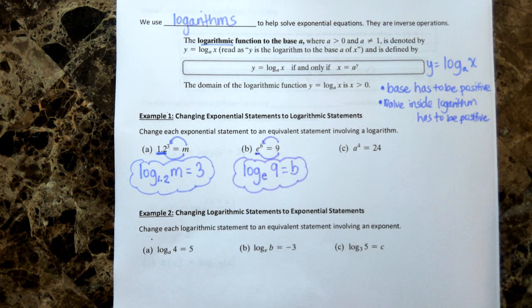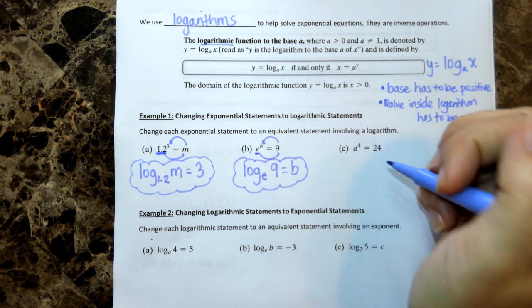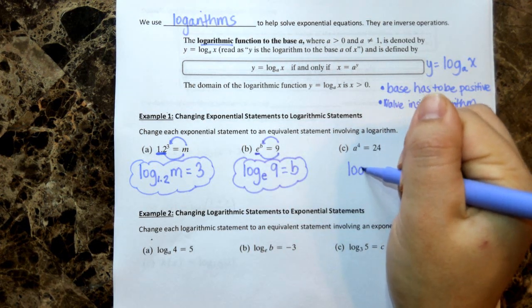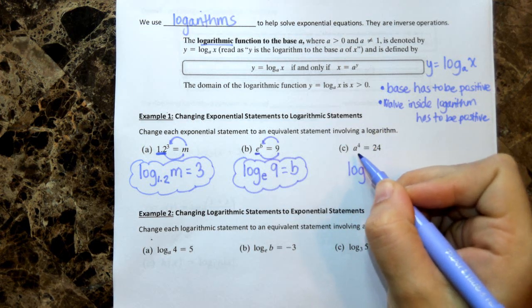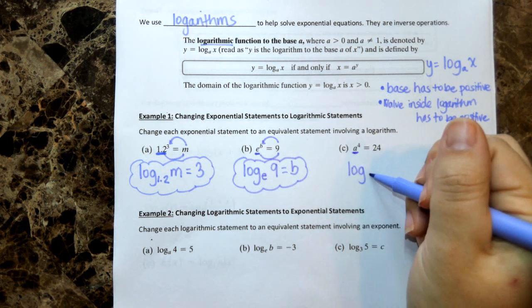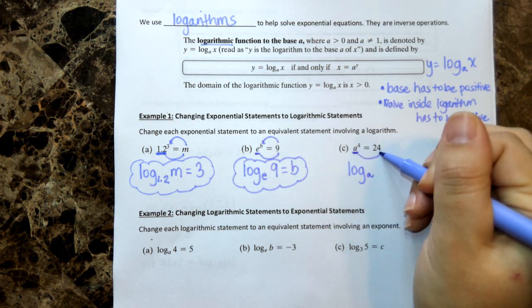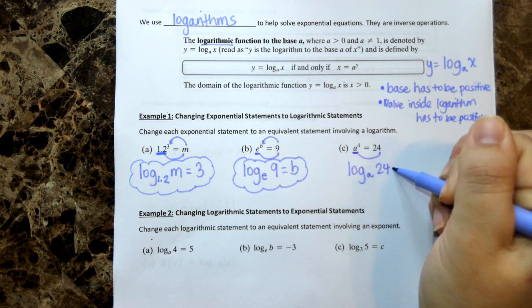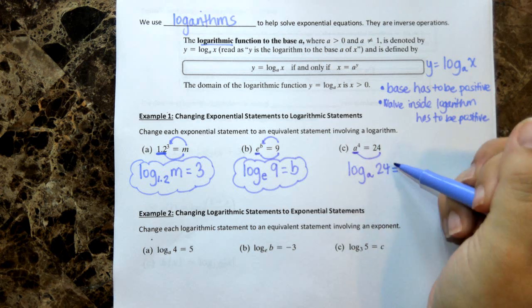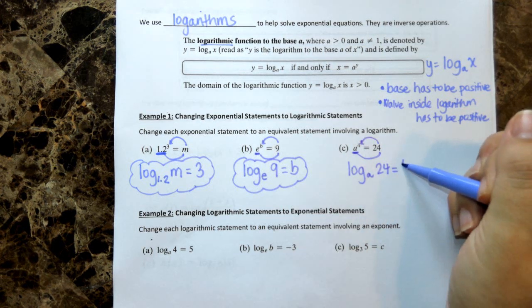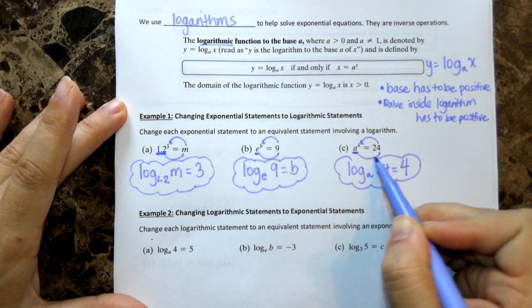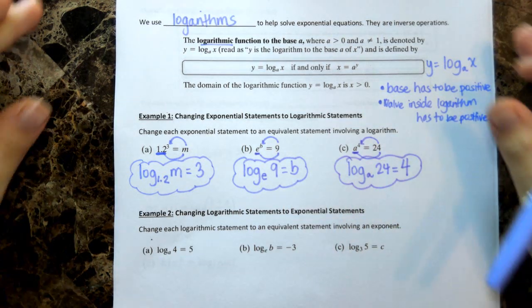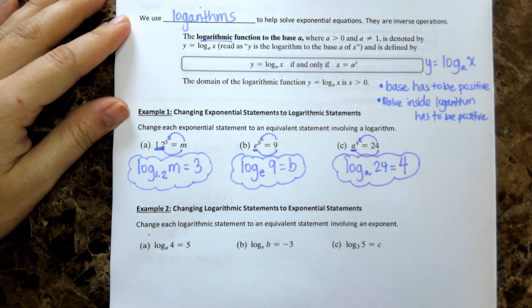Okay. Same thing for the next one. We have log, my base is whatever has an exponent on it. So the only thing that has an exponent on it is a. So our base is going to be a, of 24, that's what the equation is equal to. And then set it equal to the exponent, which in our case is 4. And there's our answer.